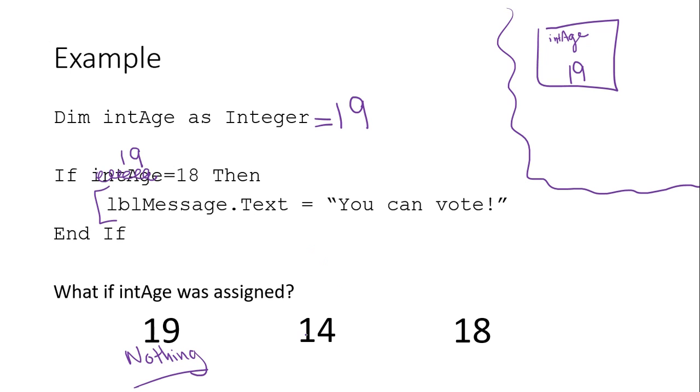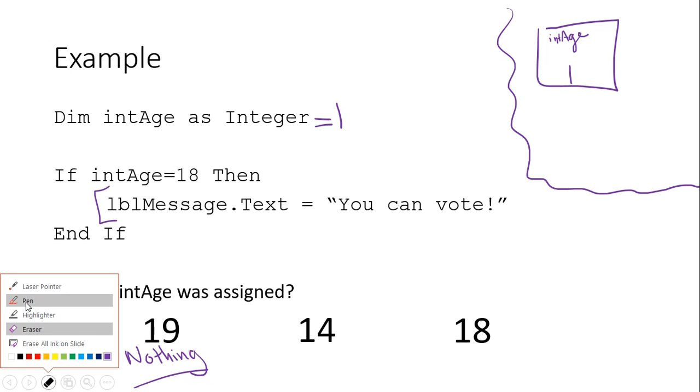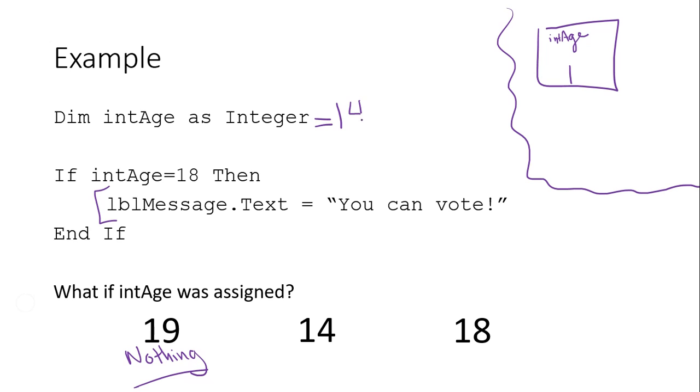Now, what if my intAge is 14? So we're going to go back here and do some erasing. We're going to say, hey, intAge, what if you're 14 now? Well, that means 14 here, right? So now it's going to go, if intAge is 18, well, it's going to cross off intAge. It's going to go look and see that intAge was assigned a value of 14. So then we're going to check, is 14 equal to 18?